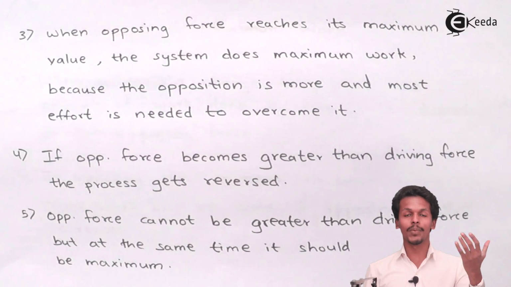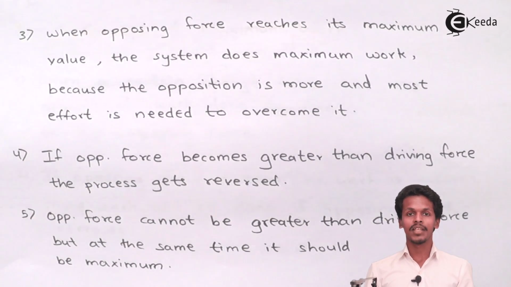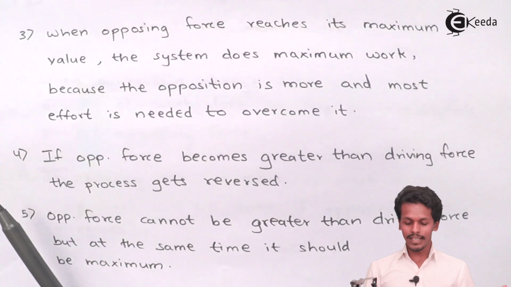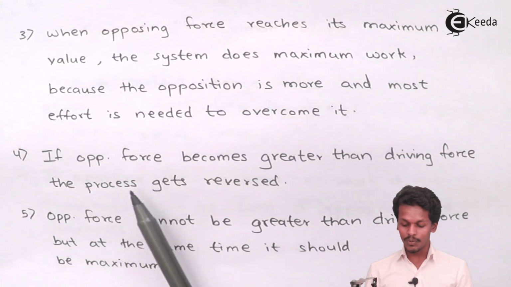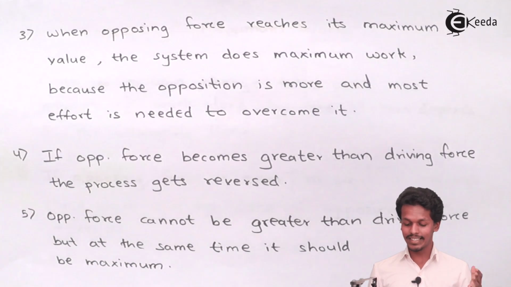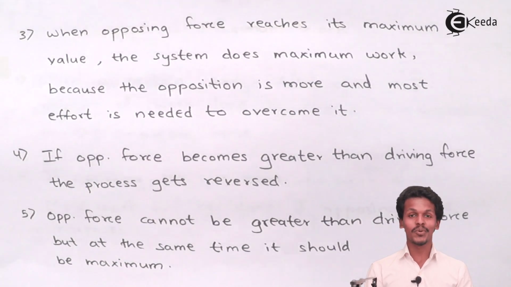And yes, the opposing force value should be more, then only the maximum work would be done, because no pressure means no opposing force, and no work will be done. So it depends on the opposing force. The next thing is, if the opposing force becomes greater than the driving force, the process gets reversed. This is what I mainly want to talk about, so that you won't get confused in this case.